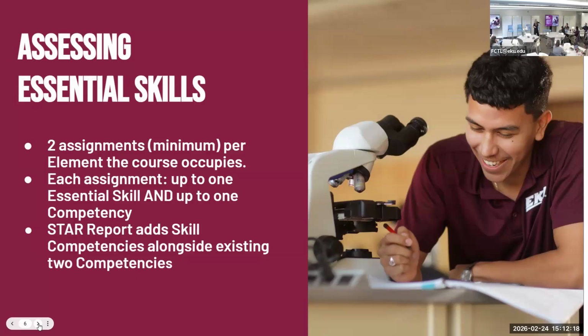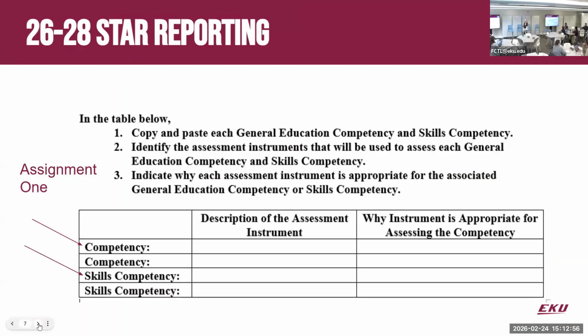And then the STAR report is going to add the skill competencies alongside the existing SAC-COC competencies. So this will be a little bit more complicated if you're in more than one element. But this is kind of the basic idea. You can assess a skill and a competency at the same time. You could do these all separately as well, but that's not the recommendation. We want this to be a light lift. We want this to be small changes, not gigantic ones. Here's what the STAR report will look like.